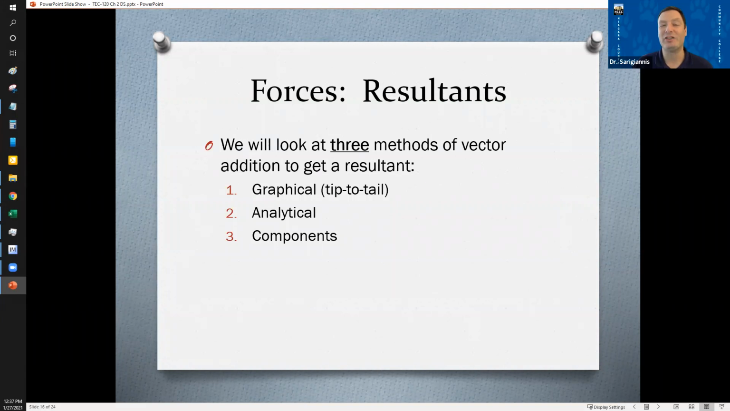And I know I used distance there. It applies to distance, it applies to forces, it applies to velocities, anything that's a vector quantity, basically.